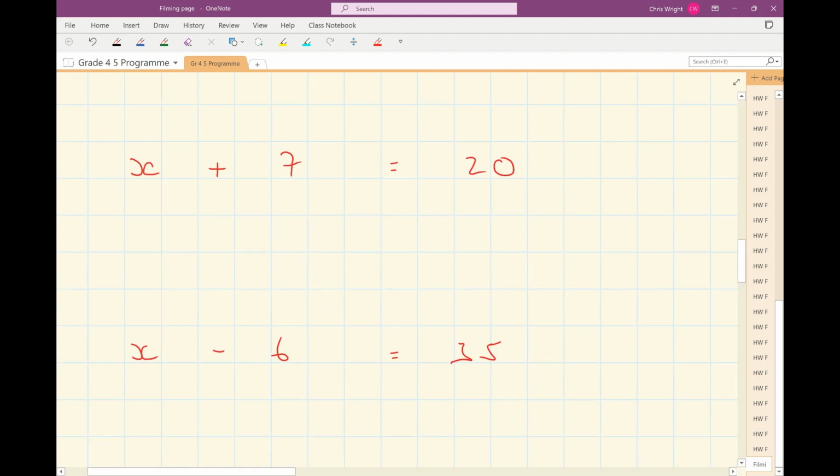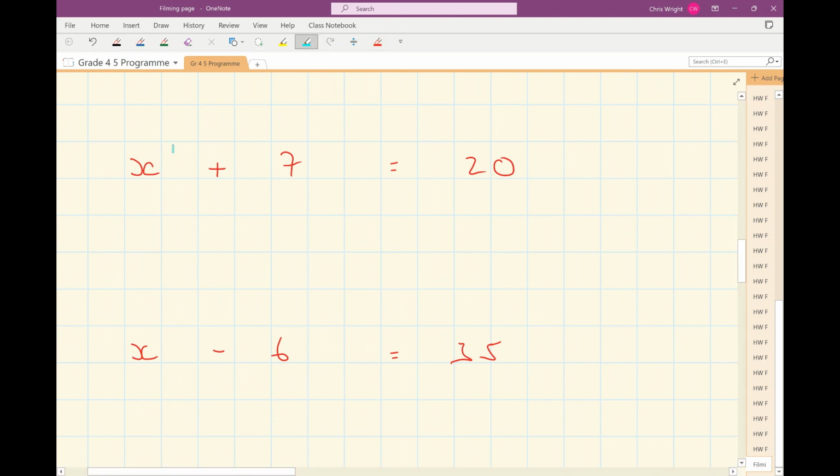In this top example, you're told that x plus 7, our mystery number plus 7, equals 20. I'm thinking you already know what our mystery number must be, because you probably already know something plus 7 equals 20. What is this something? But let's ignore that for a moment and let's learn how to float and ping.